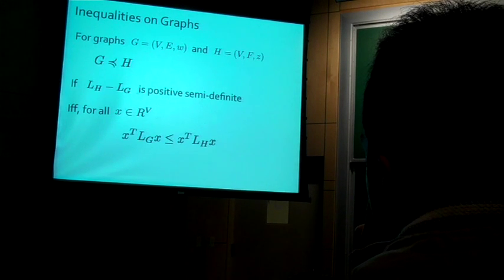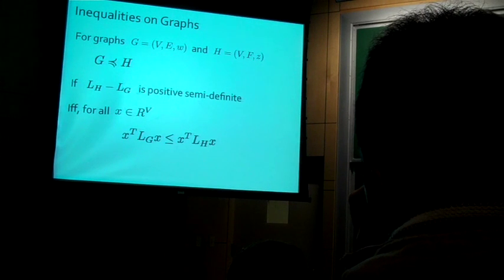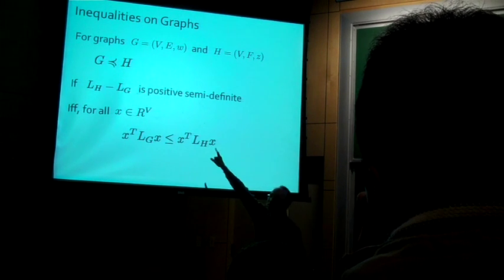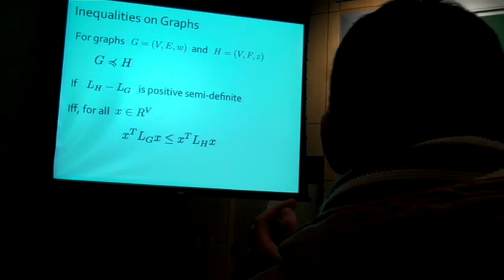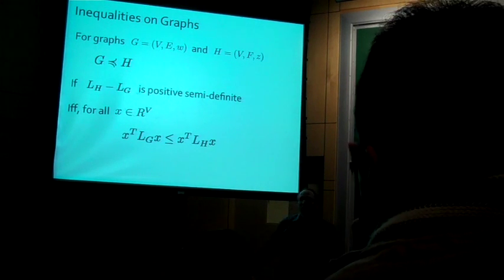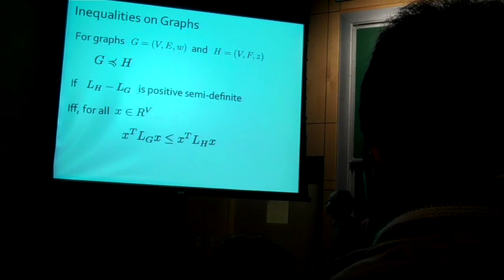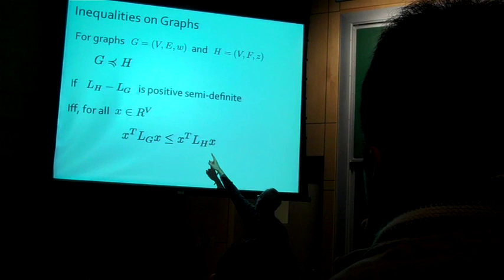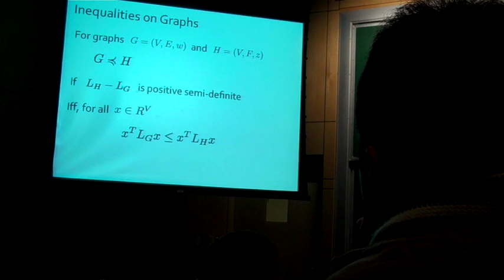Now we want to define inequalities and approximation. Let me do that a little bit more carefully. We're going to borrow this funny curly less than or equal to, which I first saw in operations research. I will say that one graph G is less than or equal to another graph H, and this is for weighted graphs. There are two equivalent definitions. One is that the Laplacian of H minus the Laplacian of G is positive semi-definite. That's equivalent to saying that the quadratic form in G is always less than or equal to the quadratic form in H. So this is what I will mean for one graph to be less than or equal to another.